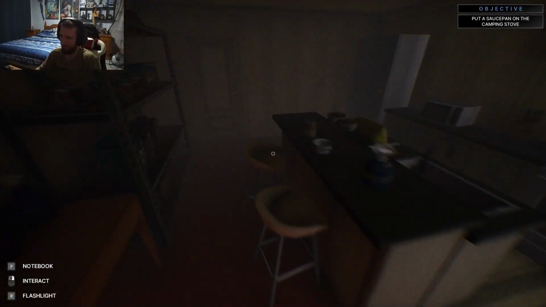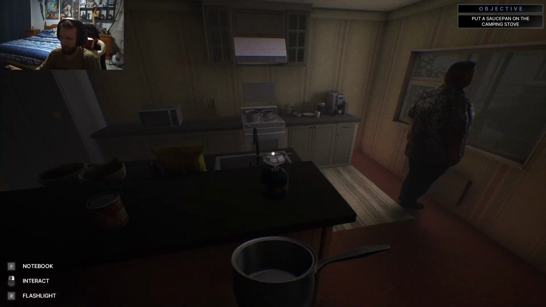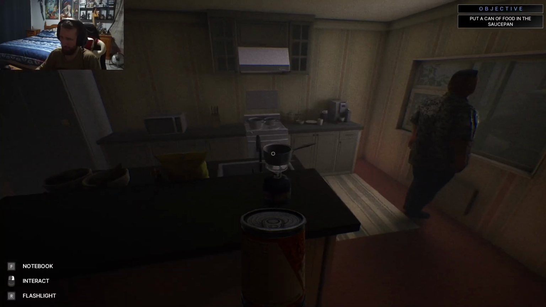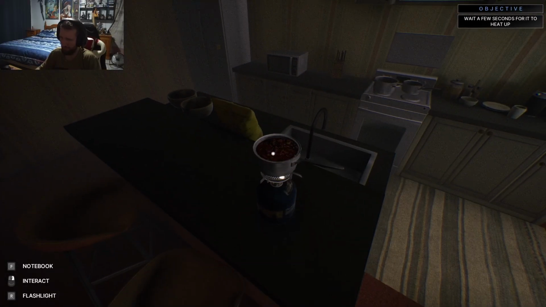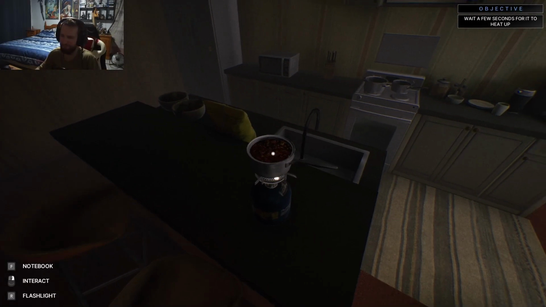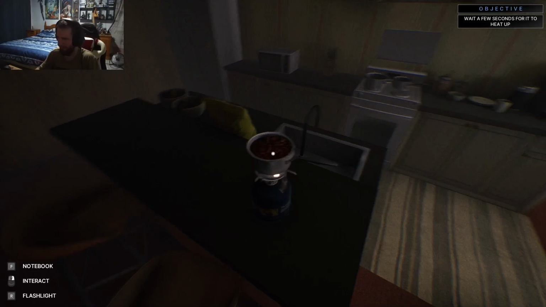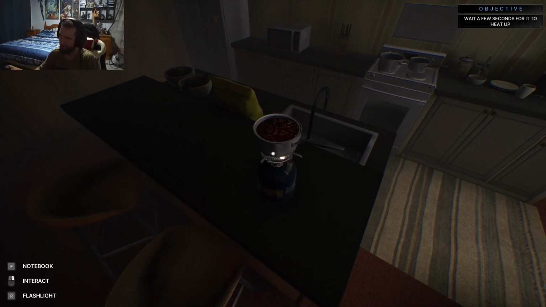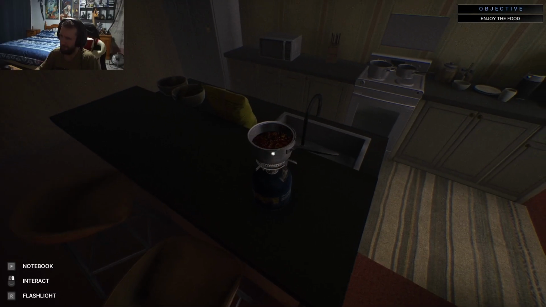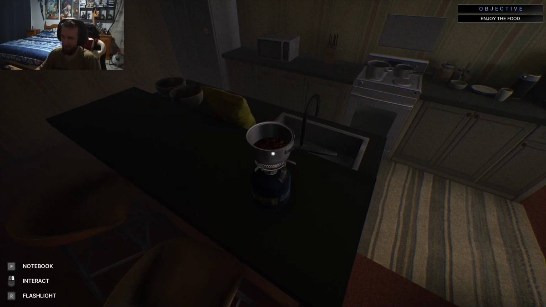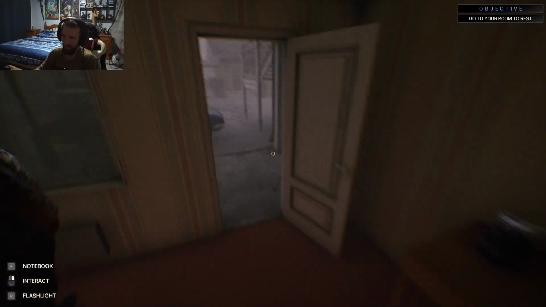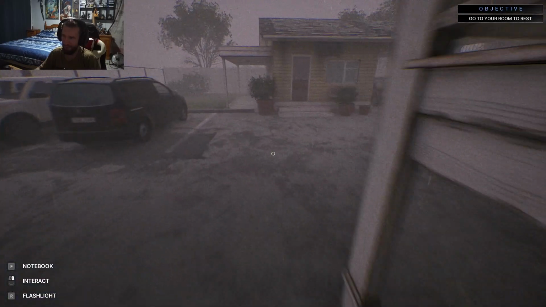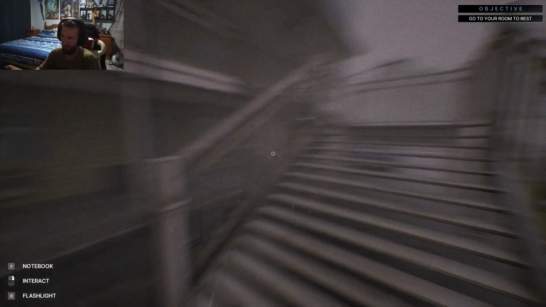Oh, let's see. What can we make? I guess we got a pot on there. We got a tin of food. I don't know what this is gonna make. It looks like some sort of chili or, I don't know, something. Maybe it's some sort of food in a can. So I just eat it right out of the pot like this. Isn't that still hot? Okay, well now it tells me to go to my room to rest. Nothing more we can do today.